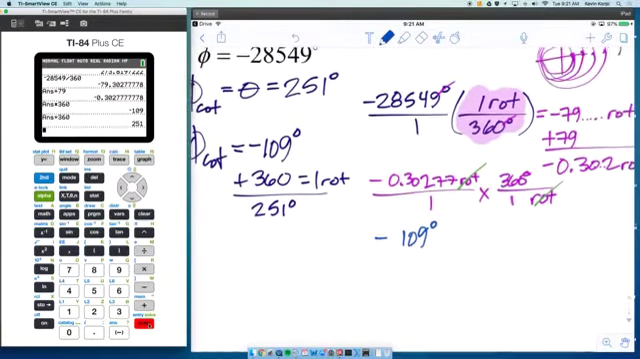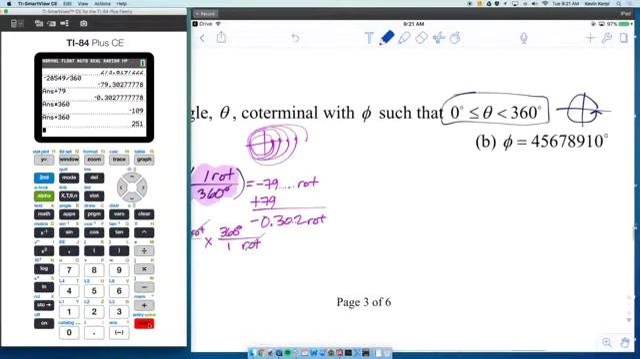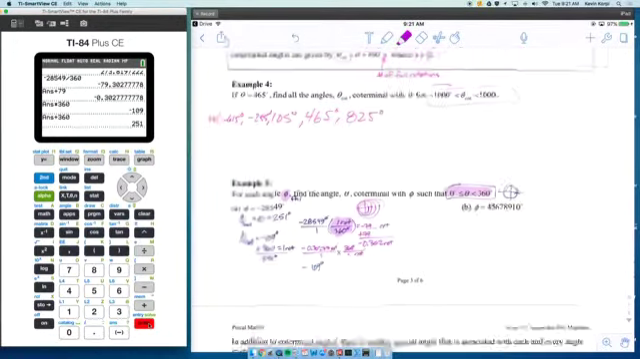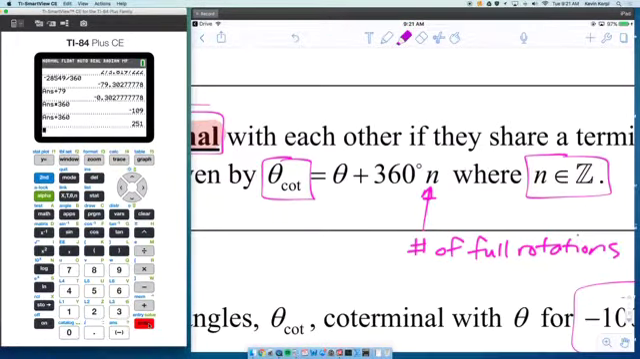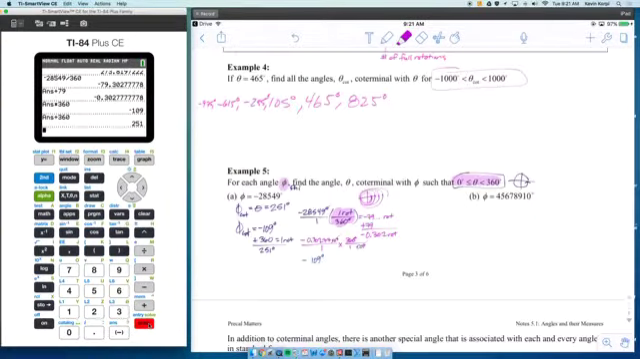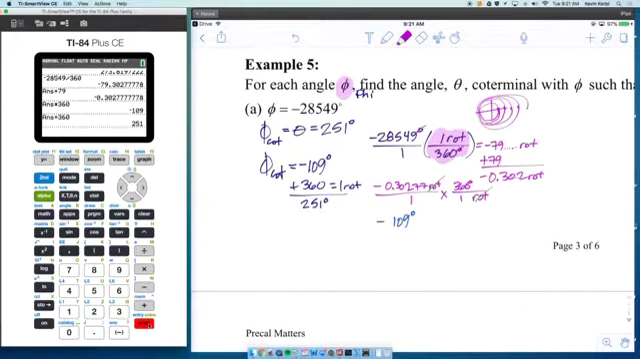And then negative 109, of course, is coterminal, but the question asks us to find the positive one between 0 and 360, so we just add one more rotation to it. And remember, that works because we said to get any coterminal angle, you just keep adding full multiples of 360. Now, that's one way to do it. That's what I would recommend. But again, if you have time and you're bored, you can just keep saying plus 360, and then enter, enter, enter until you get to that first angle that's between 0 and 360.